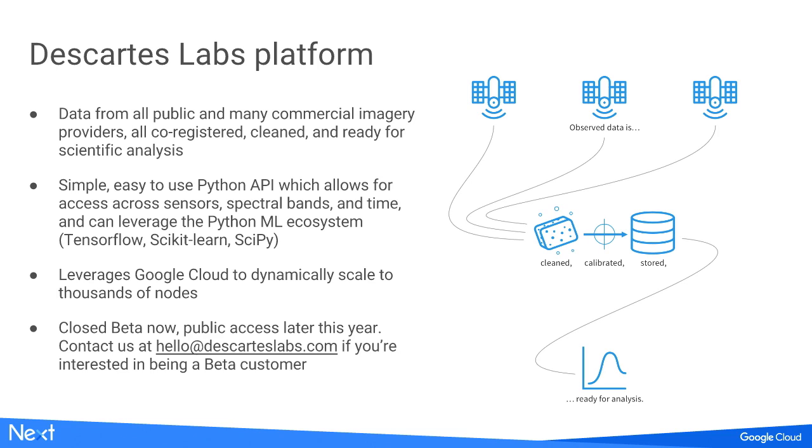So our platform is intended to get rid of a lot of the friction that people deal with these massive satellite data sets. So we have a very simple Python API which allows you to query and retrieve raster imagery across sensors, spectral bands, time. You can leverage the whole ecosystem of cloud tools on this imagery however you would like. We leverage the cloud to be able to scale jobs up to thousands of nodes. This is a closed beta now. If you're interested, please contact us, hello@descarteslabs.com. Later this summer, it will become more open.